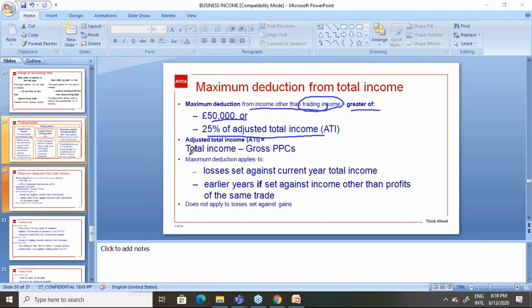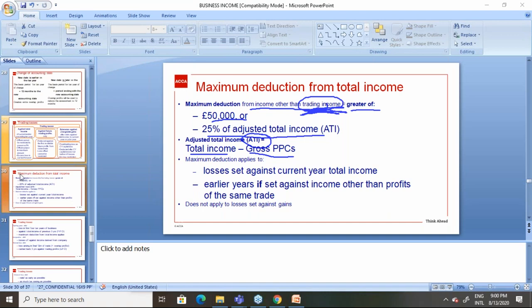From your total income, when you're calculating the taxable income, you get an answer called total income. From that, you deduct gross personal pension contributions. We don't deduct gross gifted donations, you only deduct gross personal pension contributions. Then you get an answer, we call it ATI. Take 25% of that amount and compare with £50,000, take the greater, up to that amount you can set off against your total income, but other than trading profits. So that's the maximum deduction available.